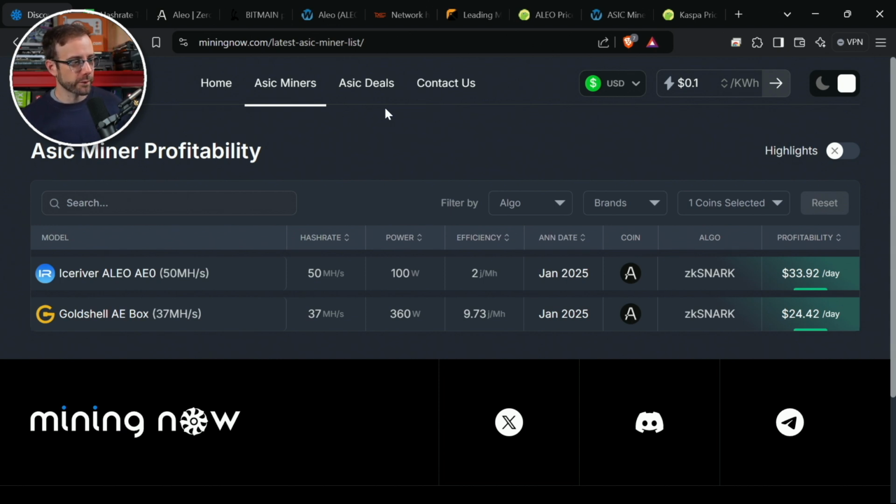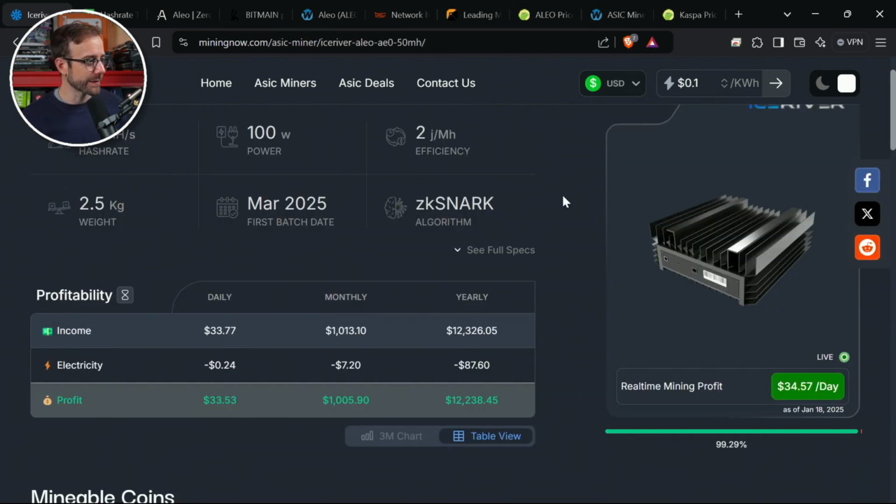So one thing before somebody makes a comment in the comment section: I know we're talking megahash per second. I know Aleo is zero knowledge proofs. I know it's doing proving. It's not doing hashing. It doesn't matter. We're going to keep rolling on here.